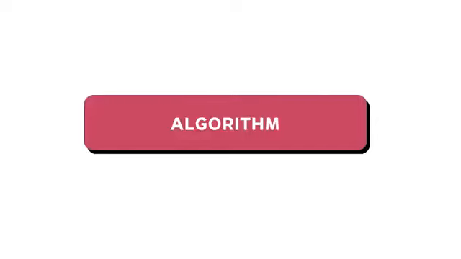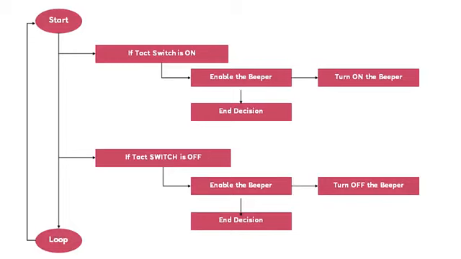Algorithm. Algorithm is the plan which helps us understand the flow of the program and in turn gives us the vision to code. As you can see in this algorithm, the beeper is to be turned on if the tact switch is turned on. And if the tact switch is turned off, the beeper must be turned off. But this is not the only algorithm. Let's look into an alternative algorithm.